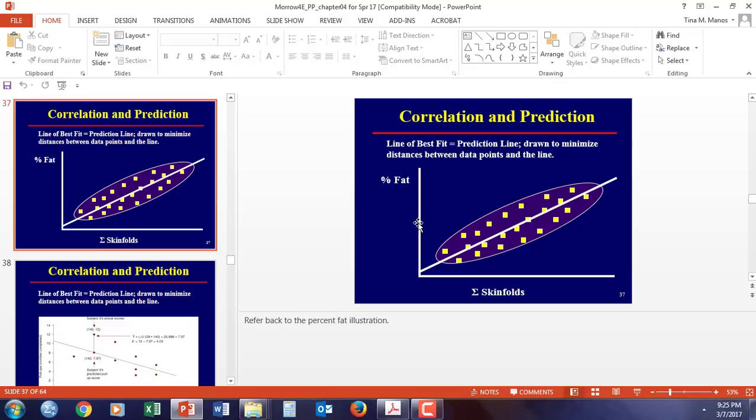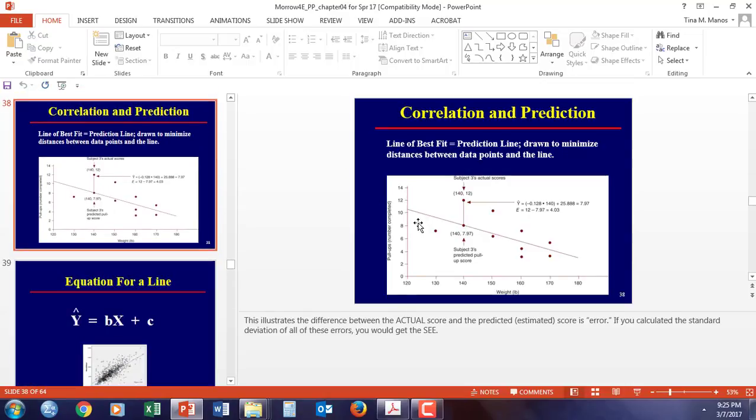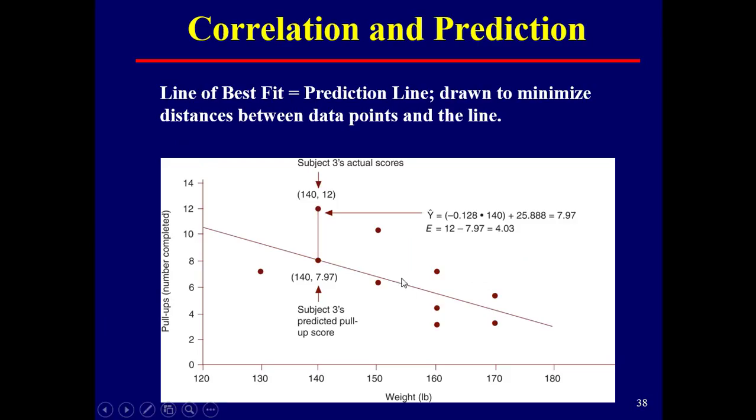So that would be the application in terms of prediction. Here's another prediction example that we use a lot in the homework assignment and on exams. In this case, we have scores for people on 2 variables. This is body weight, and I'll inflate this so you can see it a little bit better. This is the body weight on the x-axis. The y-axis is the number of pull-ups that the subjects were able to complete.